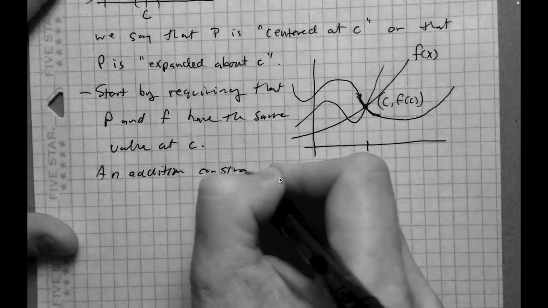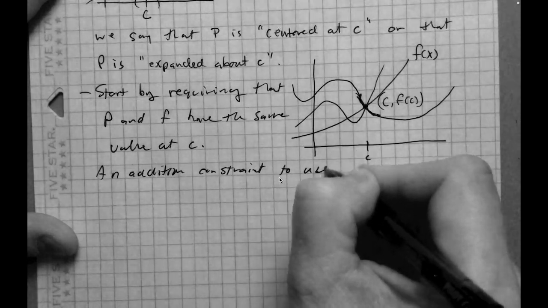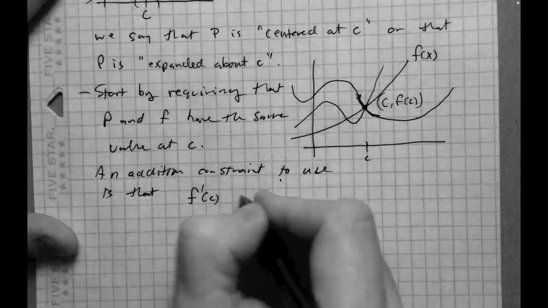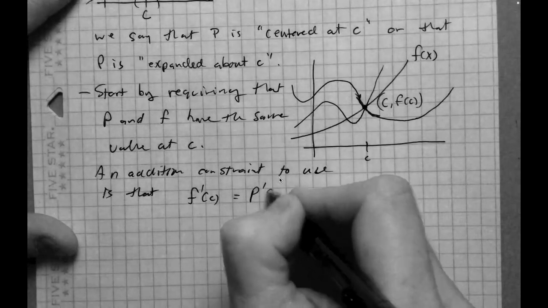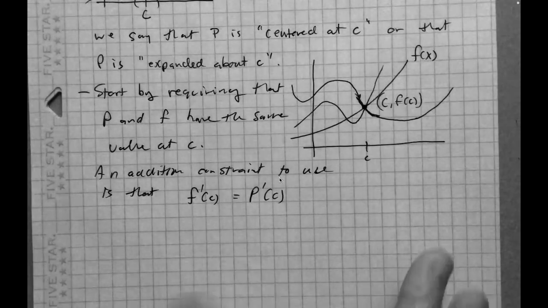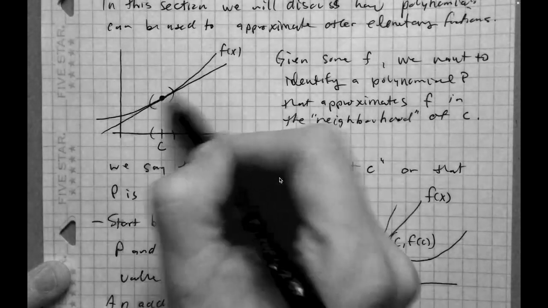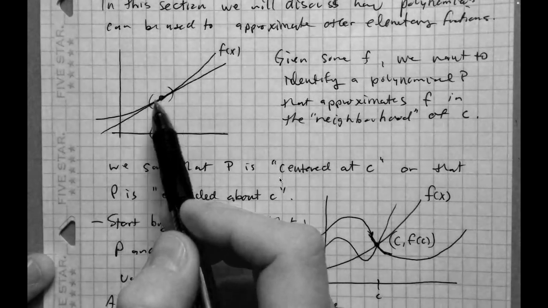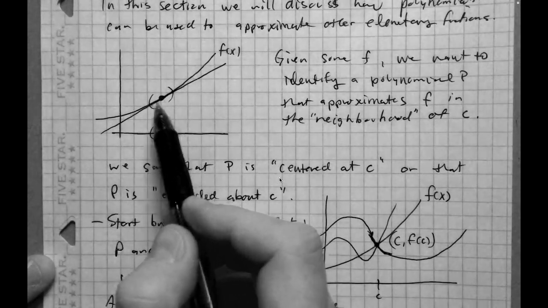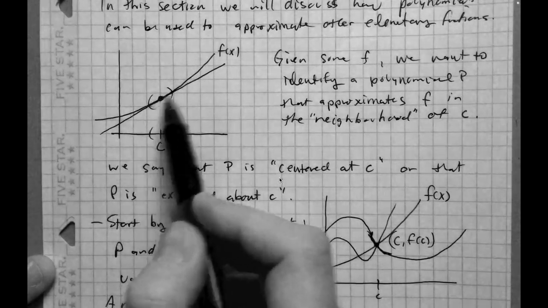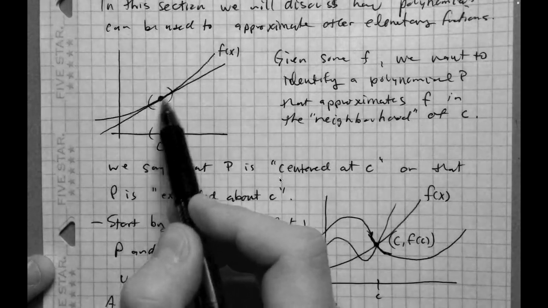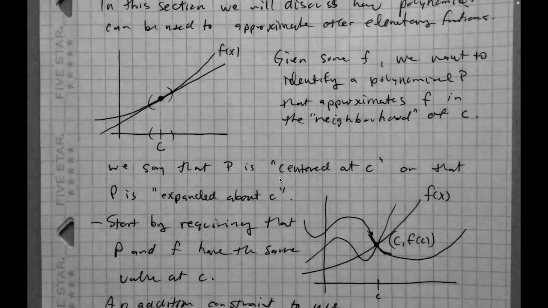Right, an additional constraint to use is that the derivative of f at C be equal to the derivative of P at C. All right, now what does that guarantee? Well, it guarantees something more like this, right? That not only are the values of f and p the same at C, but also the derivatives are the same at C, which means that the slopes are the same at C, which means that at least in the neighborhood of C, the lines are headed in the same direction, right?